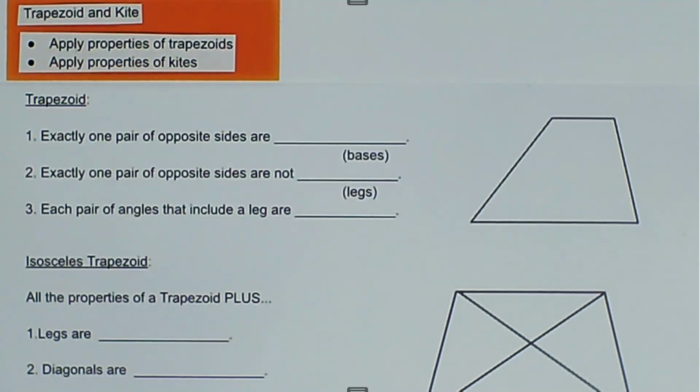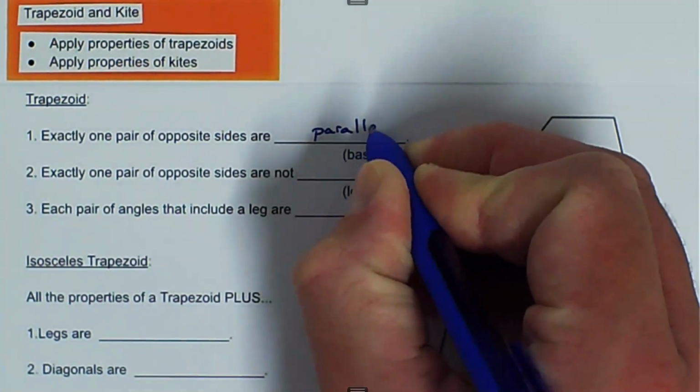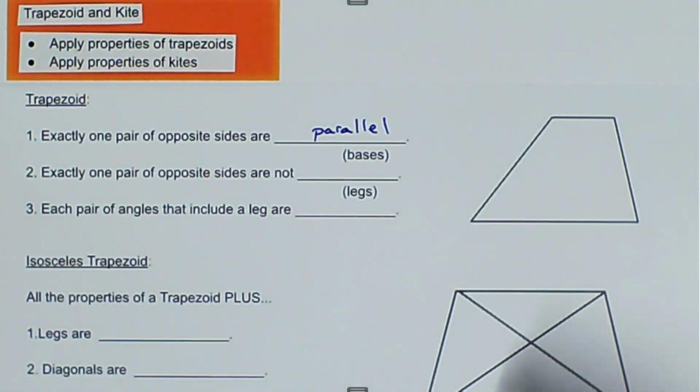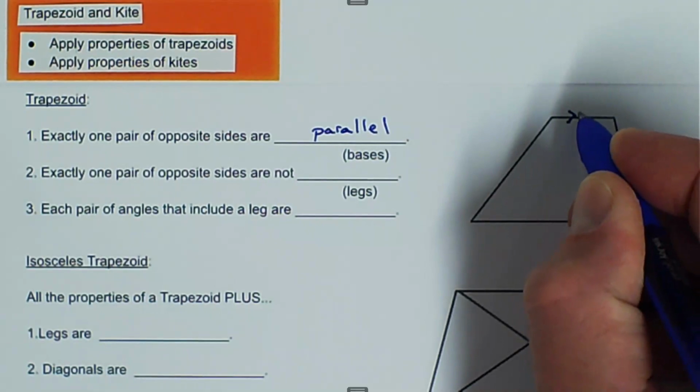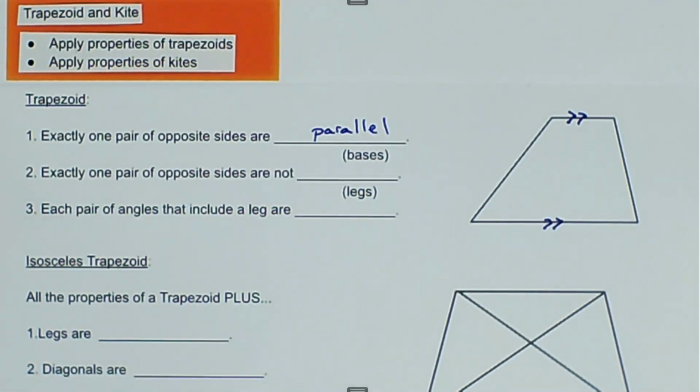Today we are talking about trapezoids and kites, and we want to apply properties of trapezoids and apply properties of kites. So a trapezoid, as we have a figure drawn over here, has exactly one pair of opposite sides that are parallel. We can see from this drawing that we only have two sides that are parallel, so we'll draw those parallel marks on our drawing to make sure that's correct.